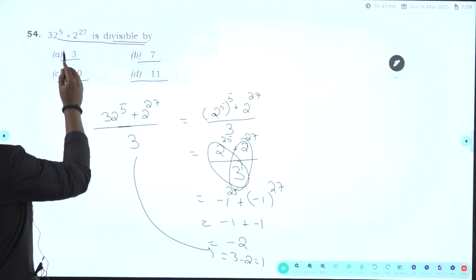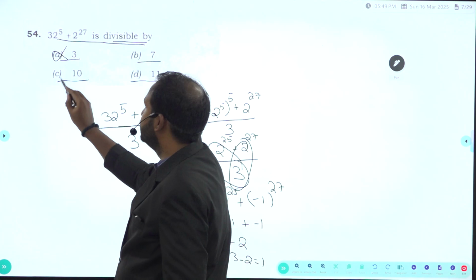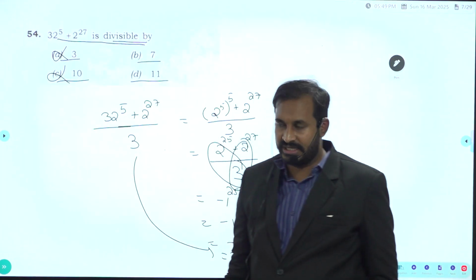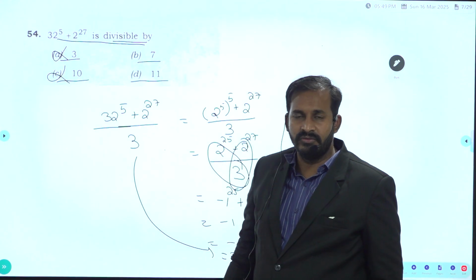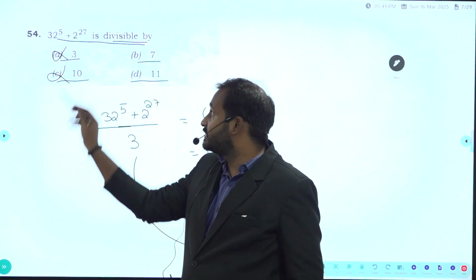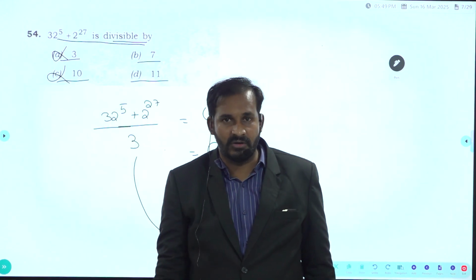So 3 is not our answer. And similarly 10 is also not our answer by default, we can say. Why? Because anything power 2 which ends with 2, we never get units place as 0. And similarly here also you will never get units place as 0. So 10 is also by default not our answer.